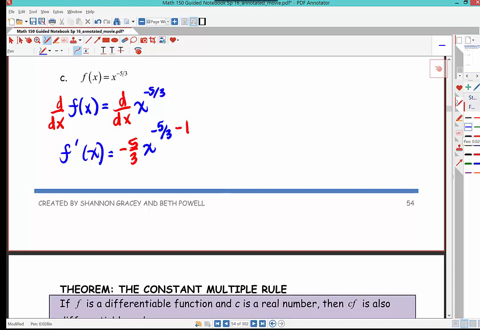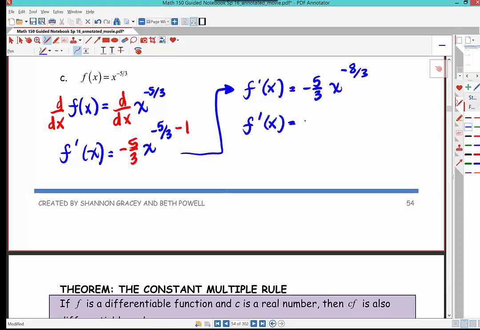And I really recommend that you write out this whole thing for your first few problems in the homework because it really helps you to remember the rule. So we'll have f prime of x is equal to negative 5/3 x to the negative, good, 8/3. And writing it with positive exponents, actually, let's pretty it up. We'll have negative 5 over 3x to the 8/3.